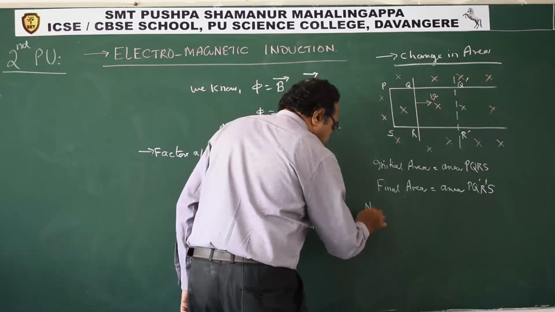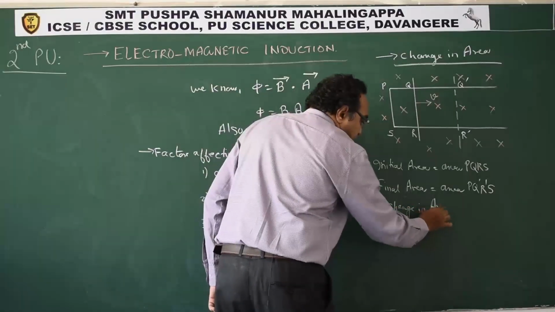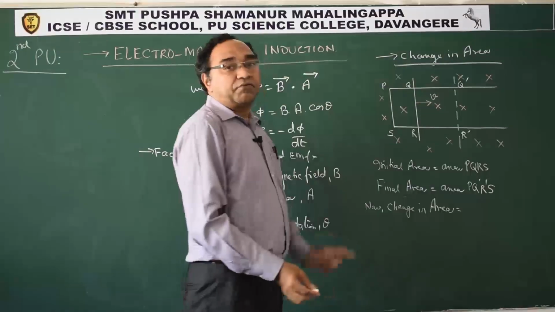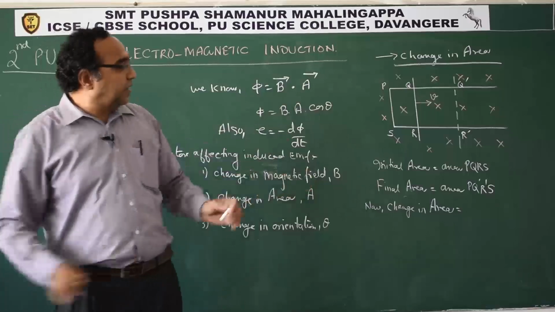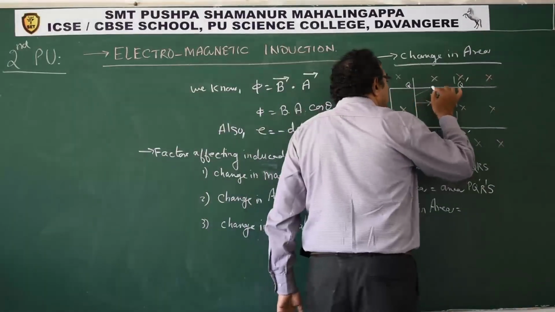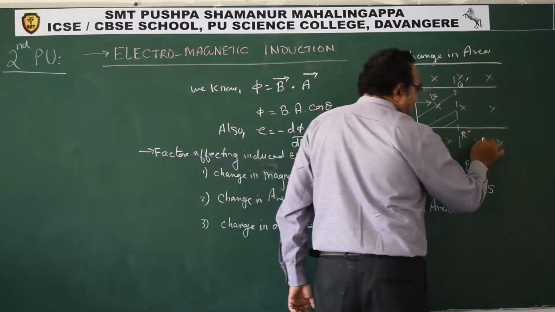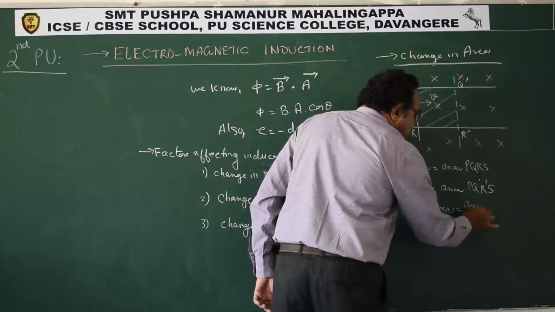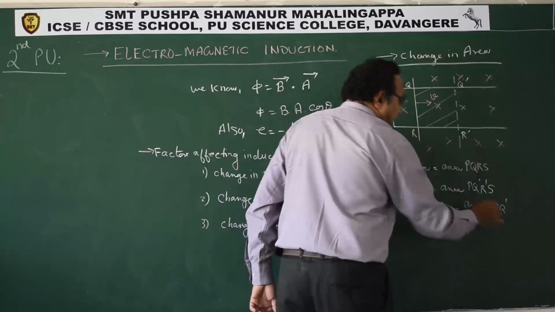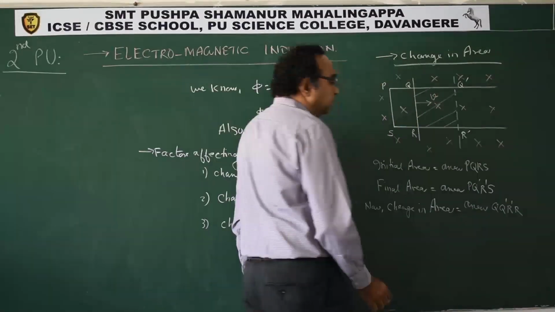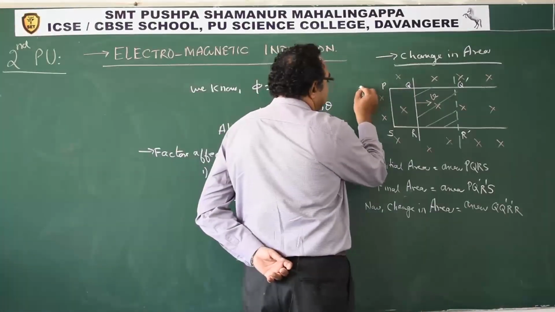Now change in area will be final area minus initial area. So when you subtract the final area and initial area, what area will you get? You will get this area, that is area Q dash R dash R. How much will be this area? Let us say this side is L.